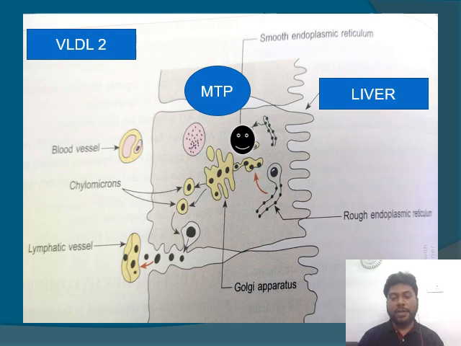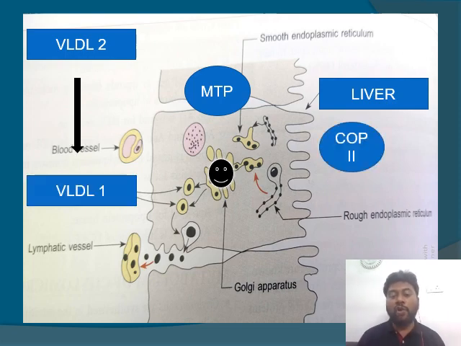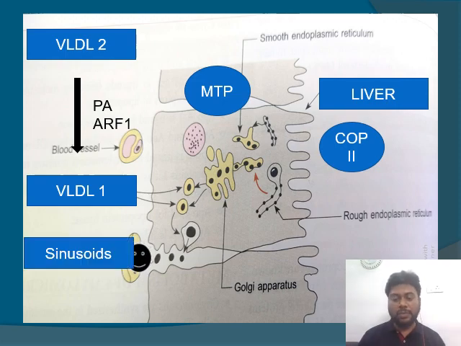Now this VLDL2 from the smooth endoplasmic reticulum will go to the Golgi apparatus, where it will fuse with triglyceride rich droplets and get converted into VLDL1. Now this VLDL1, by a process called exocytosis, will be thrown out directly into the systemic circulation. Okay, so this is how the VLDL molecule is synthesized and excreted from the hepatocytes.